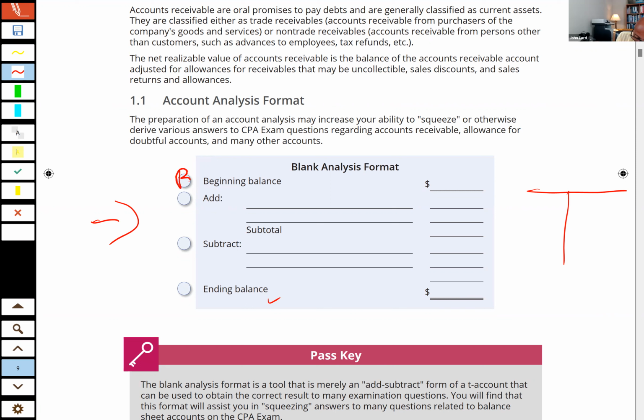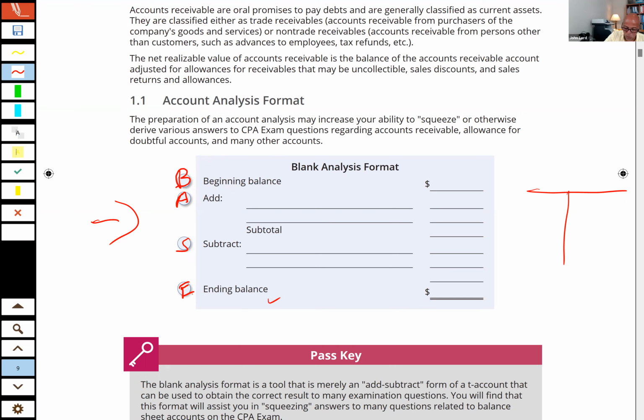So what do we have? We have the beginning balance. We add whatever should be added to that account. We subtract whatever should be subtracted from that account, and that gives us the ending balance. So now, if the problem gives us the ending balance and says there was a fire, and they can't figure out what the beginning balance was, you can work your way back up to what the beginning balance was, okay?